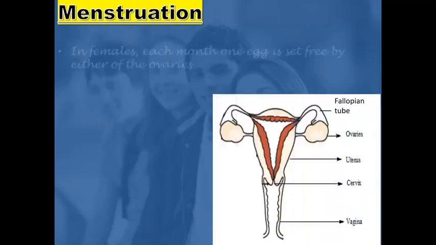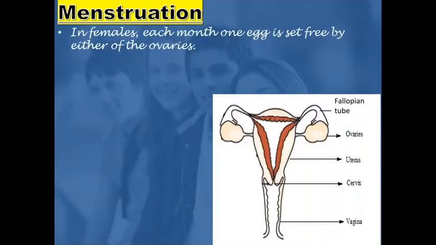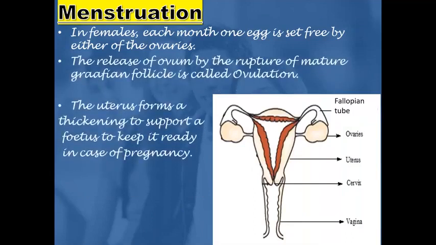Menstruation. In females, each month, one egg is set free by either of the ovaries. The release of ovum by the rupture of mature graafian follicle is called ovulation. The uterus forms a thickening to support a fetus, to keep it ready in case of pregnancy.